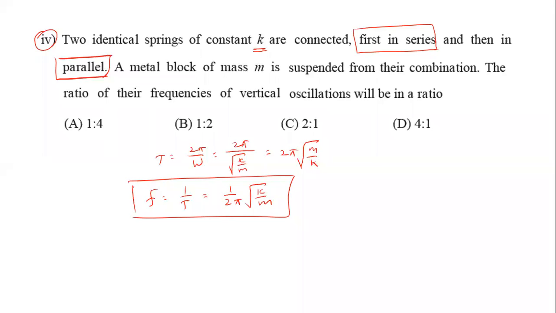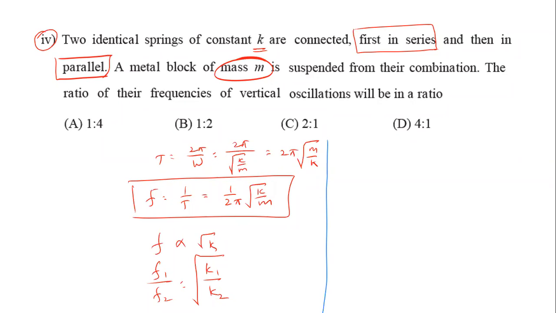Now here, m is constant. Mass of the block is m, it is fixed. Pi is a constant. So frequency is proportional to square root of k. And you have to find out the ratio of frequency. So ratio of frequency, frequency 1 divided by frequency 2, is equal to under root k1 divided by k2. Now what is k1? Force constant for the first combination is k1.